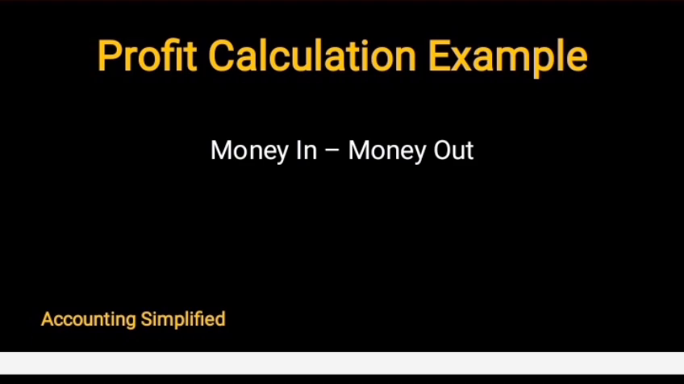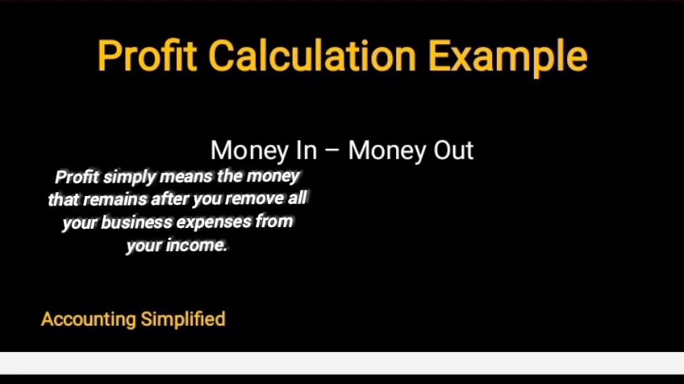Profit simply means money that remains after you remove all your business expenses from your income. So if money is coming in and money is also going out, we need to find what is left. That leftover is your profit. So the formula is profit is equal to total money in minus total money out.